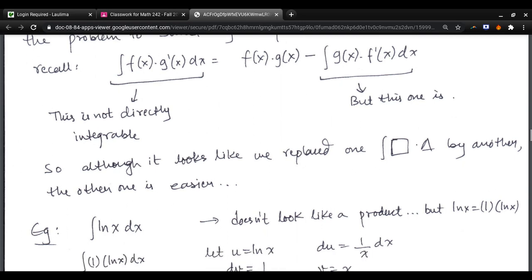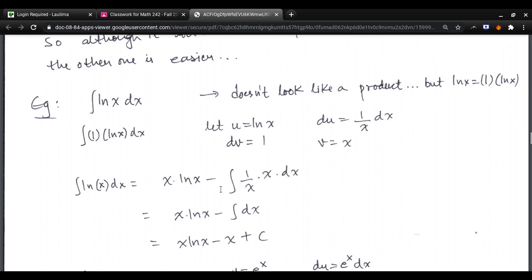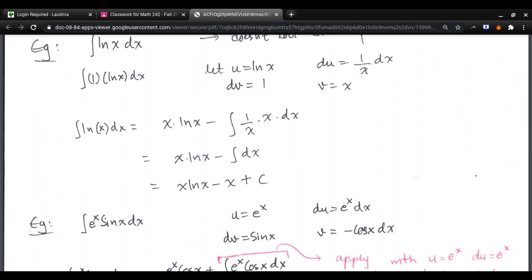Now we're going to look at some examples. Log x. There's no direct formula for log x, and it doesn't look like a product here, but recall a very classic trick in math: you can rewrite anything as 1 times itself. So log x becomes 1 times log x. Now let u be log x, so du is 1 over x. Let dv be 1, so v is x. And this becomes x ln x minus the integral of dx, or x ln x minus x plus c.